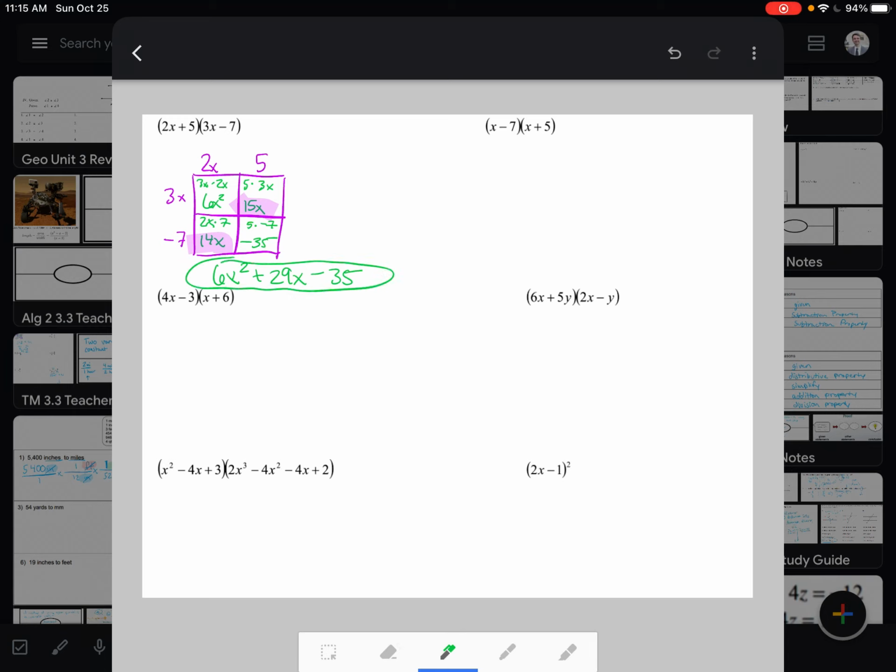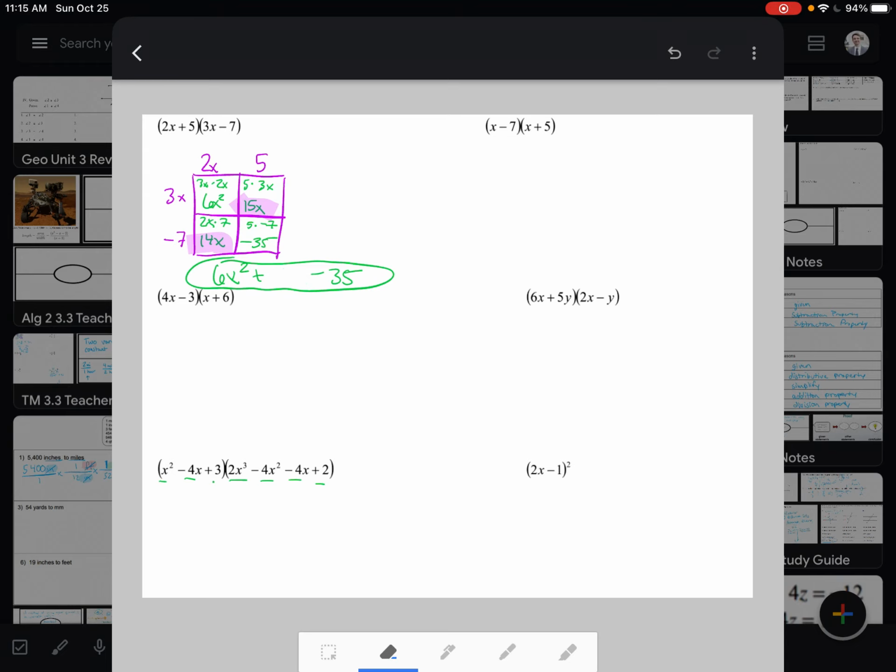So quick review of the box method there. That's going to help us out, especially when we get down to an example like a trinomial times a trinomial, or trinomial times a polynomial. There's 4 terms in that second one. It's going to be really hard to keep organized and not make a mistake if we don't have that box there to help us out.